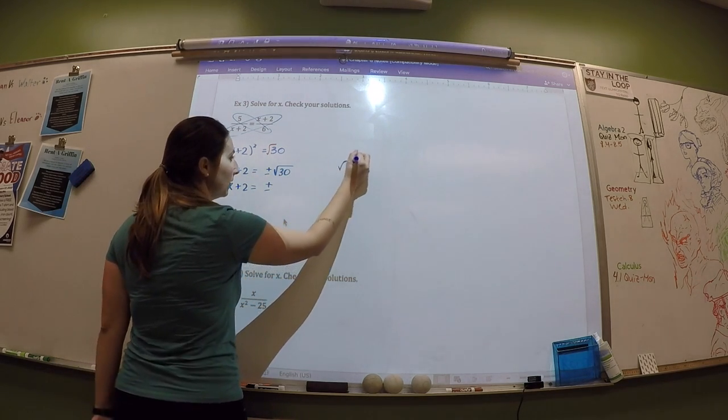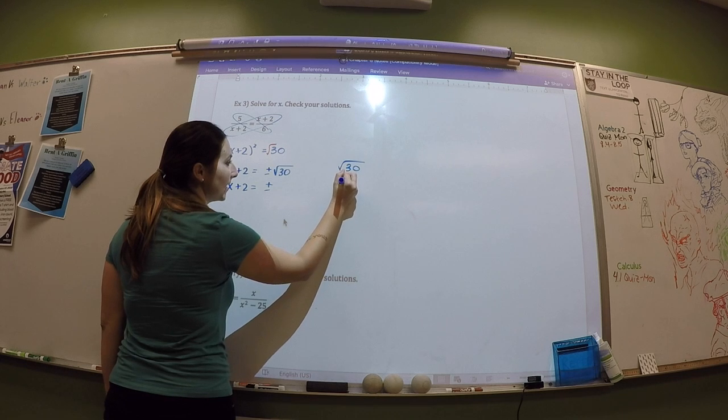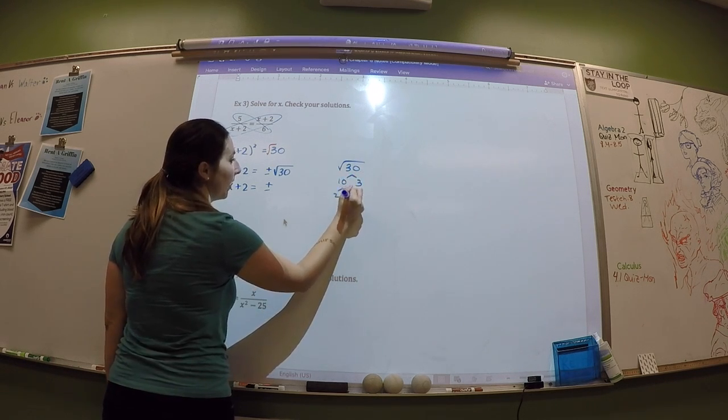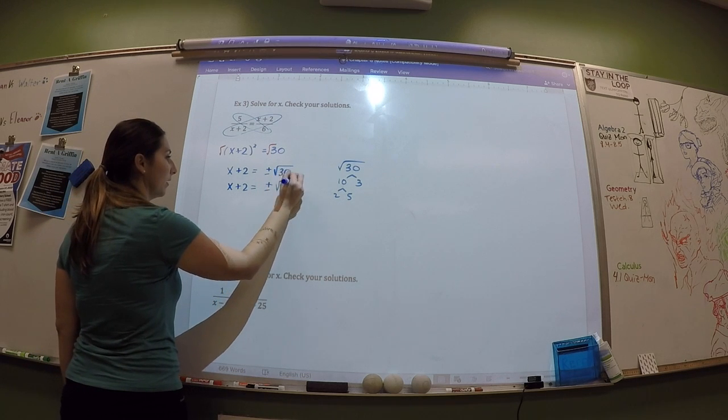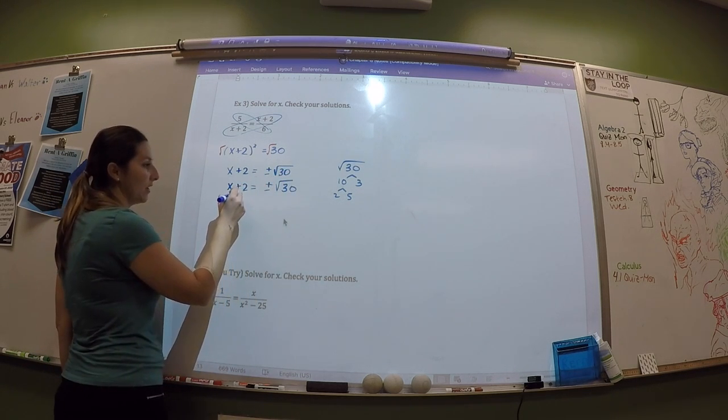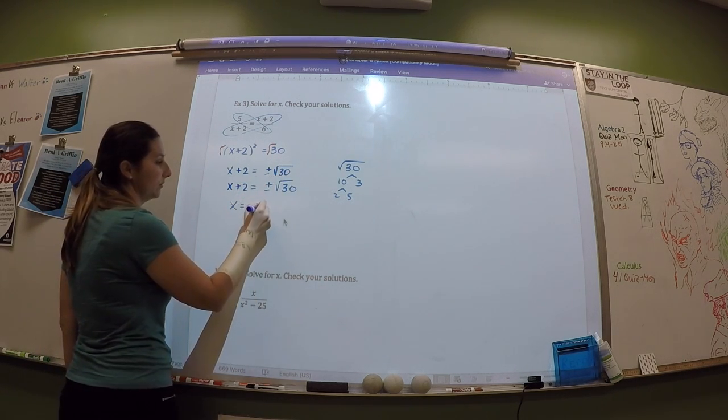So for example, does 30 simplify? 30 is 10 and 3, and this is 2 and 5. So no, that doesn't simplify. So the answer is just -2 plus or minus the square root of 30. And so the last step is to just subtract 2.